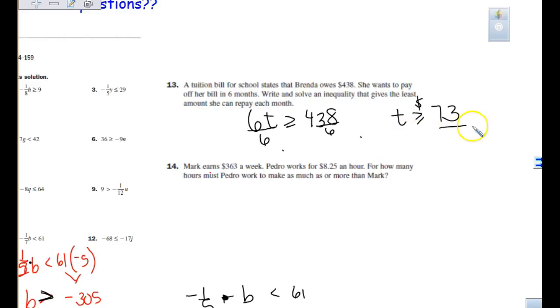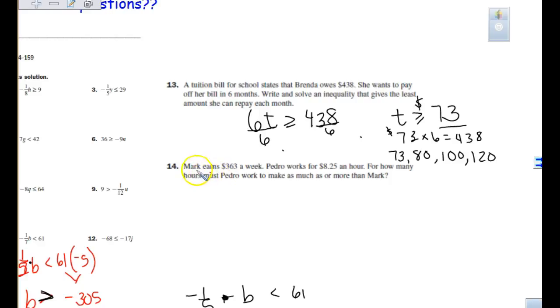Yes, so that's why it's greater or equal, because he could pay 73, and if he pays $73 by 6 months, he is going to have it paid off in 6 months. But what if he wanted to pay 73 for the first month, and then the next month he pays 80, and the next one he pays 100, and the next one he pays 120? He's going to pay it off quicker, right? So that's why we have to go greater or equal, not less or equal in this one, okay?